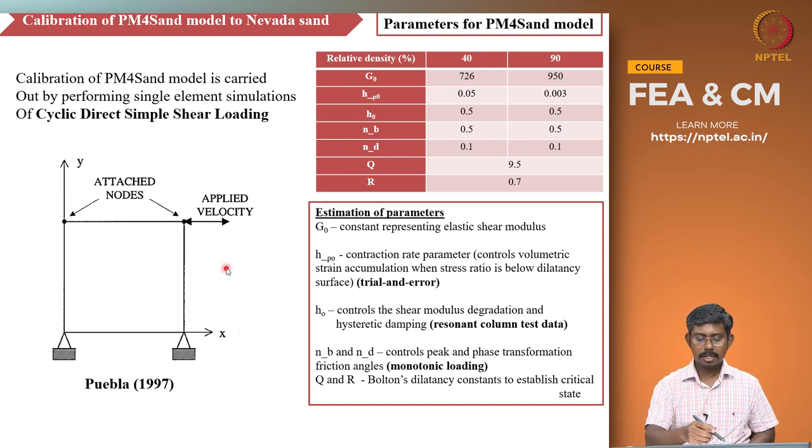These simulations are performed with a different set of model constants, and these are the final set of model constants arrived at based on the calibration performed. The PM4 sand model has three primary parameters: G0, which is representative of elastic shear modulus, HP0, which governs the contraction rate of sand, and H0, a parameter to represent the plastic modulus, which can be obtained from resonant column test data performed for different strain levels. And NB and ND are the model constants.